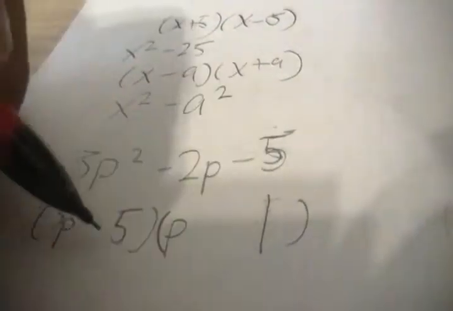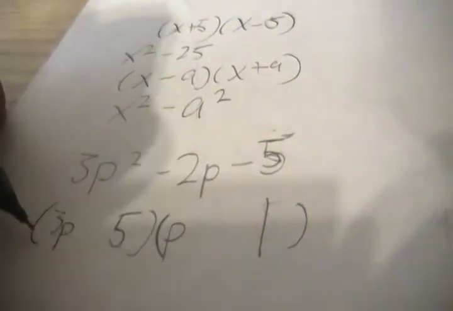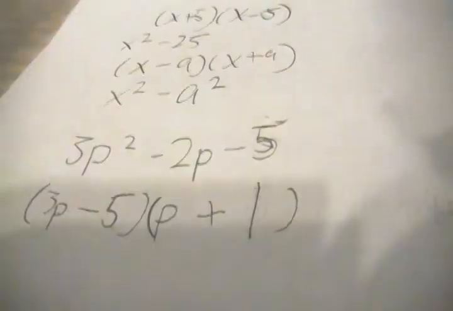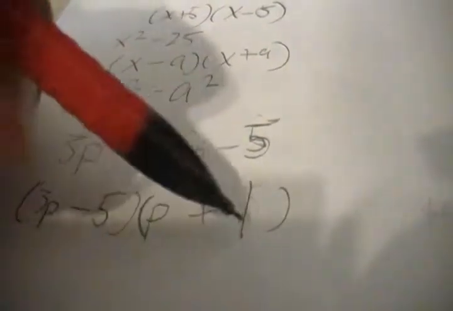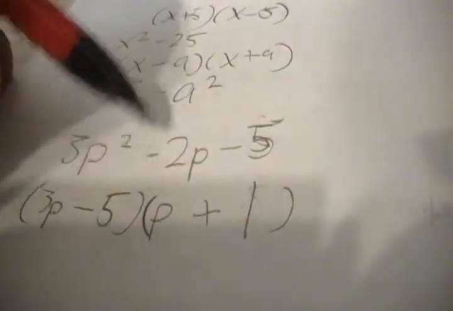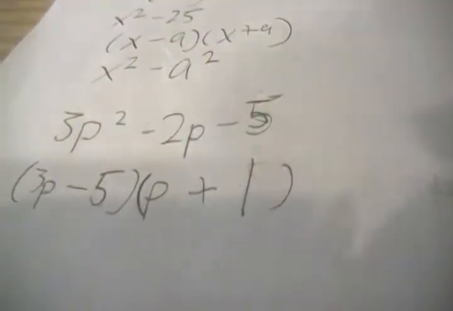So we have 3p and we have 5p. Because 5 is bigger than 3, we're going to put a negative in front of here and then put a positive. So when you multiply it out, it's going to be negative 5p plus 3p, which is equal to negative 2p. So this is the final answer.